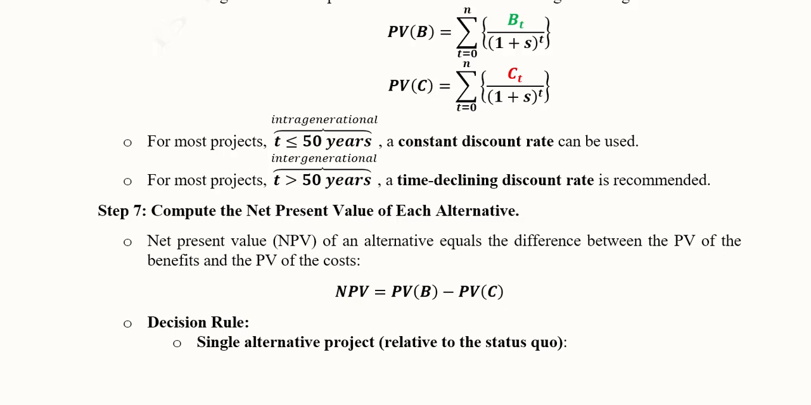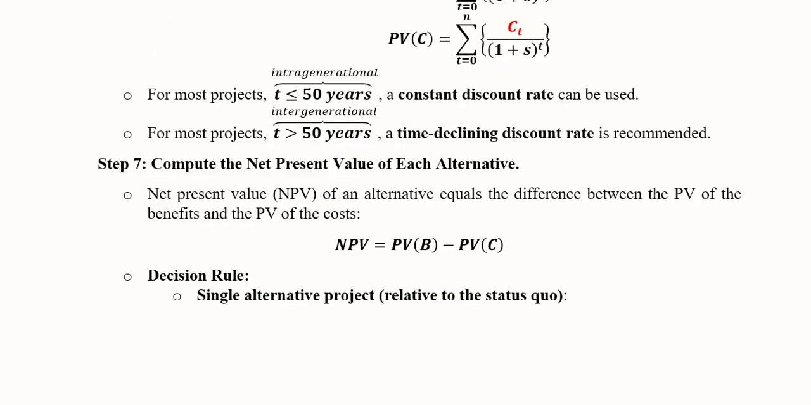Logically speaking, if we keep a constant discount rate, it will fade away the benefits and the costs drastically because the time span will get larger. So we try to decline the discount rate over time so that discounting does not excessively eat away the benefits and the costs in the process of discounting. In order to keep the intensity of discounting low, we try to use a time declining discount rate.